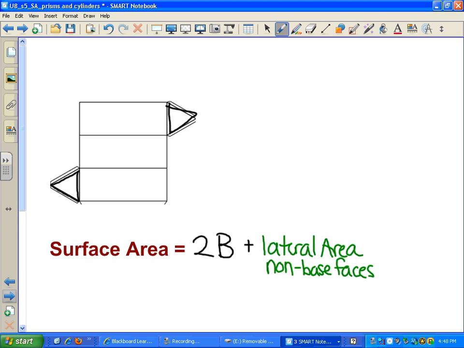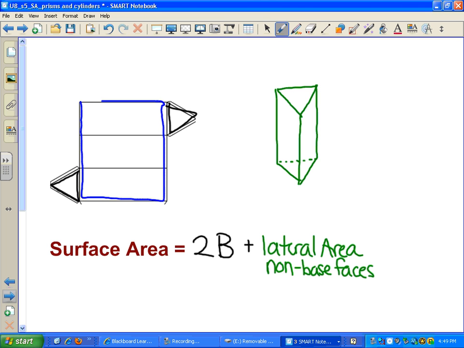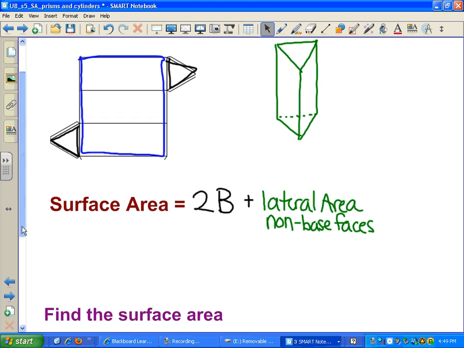So if we were to fold up this net, it's going to be a triangular prism, which looks something like this. So I have 2 of the bases, which in this case are triangles, plus the lateral area, and these rectangles here are my lateral area. So let's go ahead and look at an example.